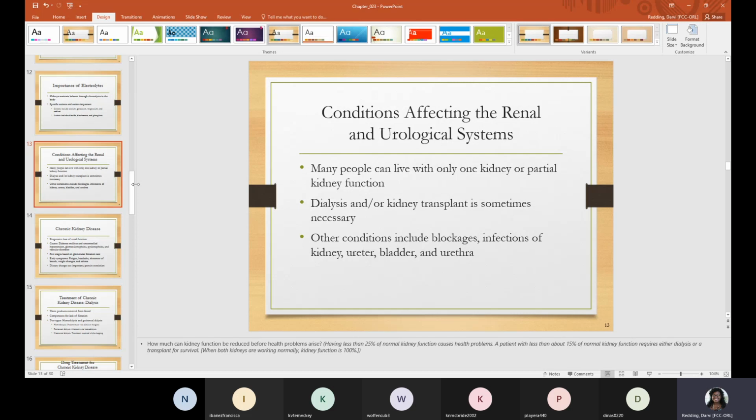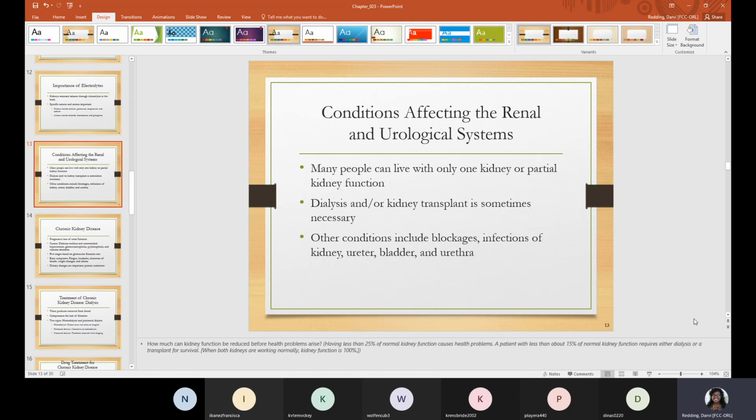Now, if something goes wrong with the patient's kidney, or it gets a certain condition, or the kidneys fail, a person could be placed on dialysis or even a kidney transplant, as is sometimes necessary for the patient to continue life. There are some other conditions which include blockages, and infections of the kidney, the ureter, the bladder, and the urethra.